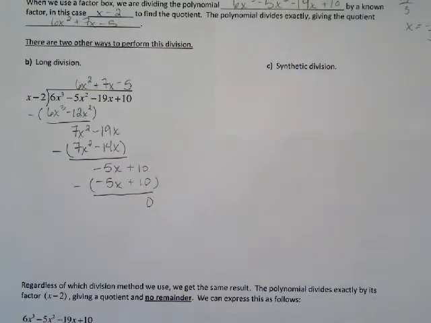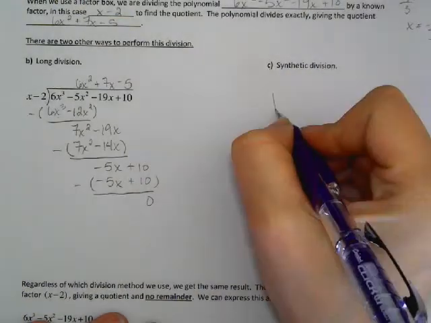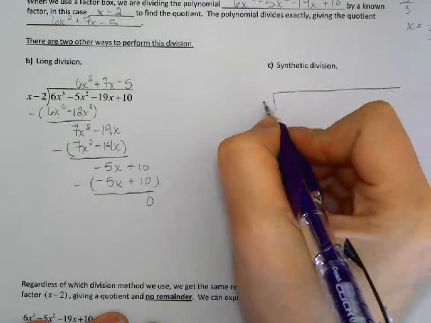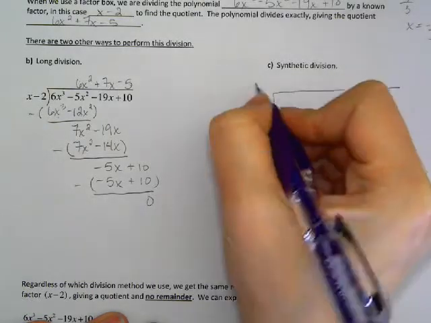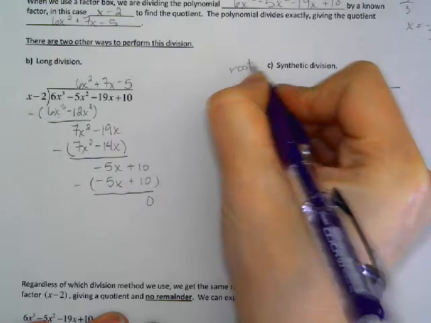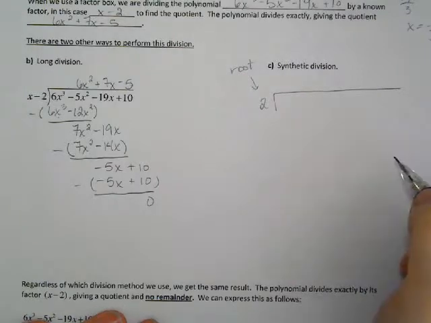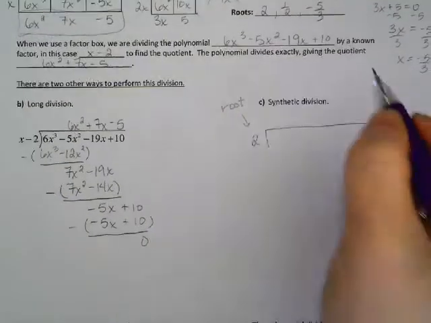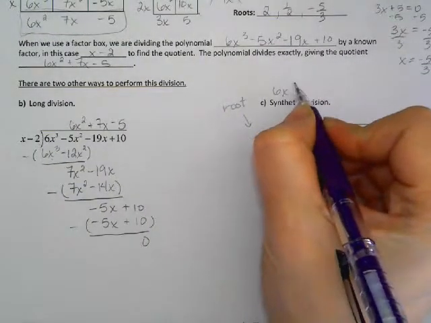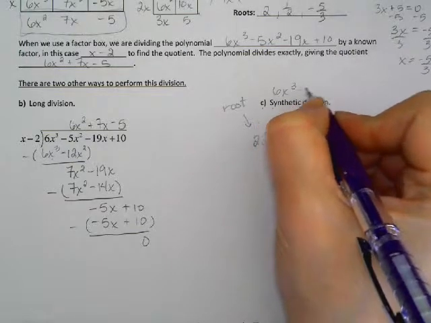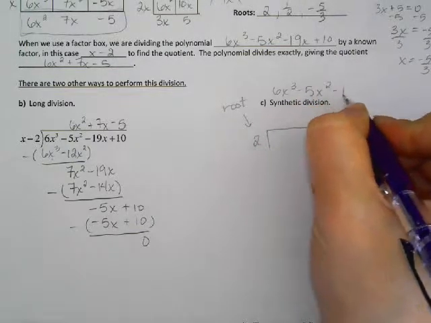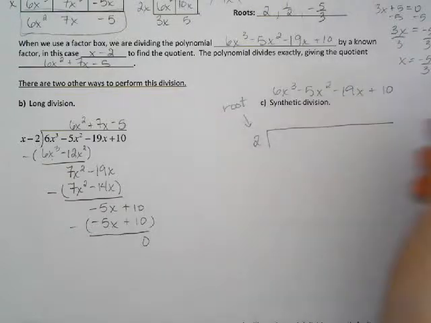So, we're going to do the synthetic one in a moment. For the synthetic division, which I personally find a lot easier, you use the root. That is your root. And what you put here are your coefficients from your polynomial. Now, here's what you have to be careful about. So I'm going to write this above. Our 6x to the third minus 5x squared minus 19x plus 10.